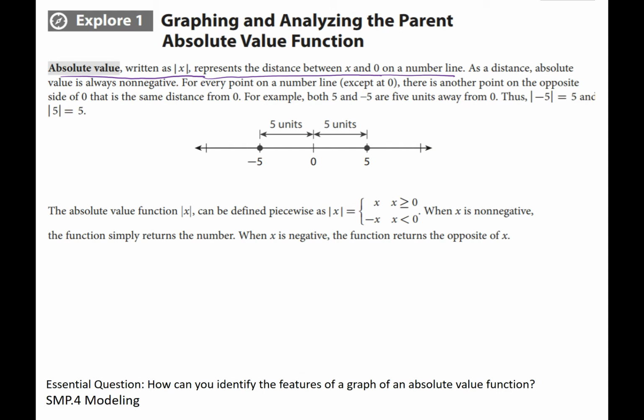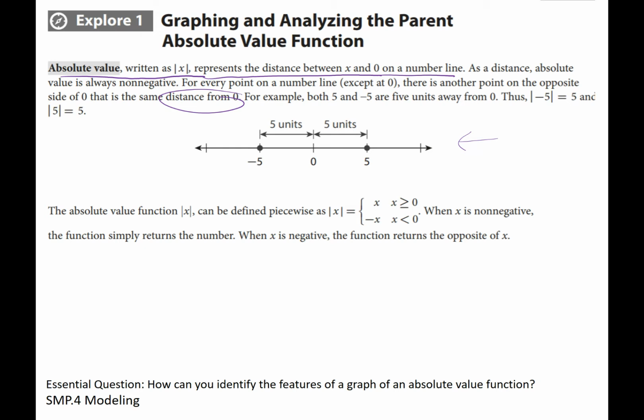For every point on a number line except 0, there's another point on the opposite side that is the same distance from 0. And really, that distance from 0 is what absolute value is. So for example, both 5 and negative 5 are 5 units away from 0. Thus, the absolute value of negative 5 equals 5, and the absolute value of 5 equals 5. And this is a picture of what they're talking about.